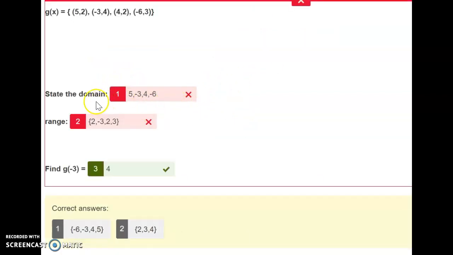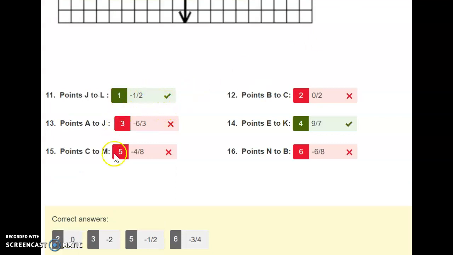Moving on, here state the domain and range. From now on, if it is not in set notation, least to greatest, it will be counted wrong. So this needs to have set notation. It also must say -3 down here, so -6, -3, 4, 5. In set notation from least to greatest. On this one, from now on, if you repeat your 2, it will be counted wrong. So let's get where domains and range are in set notation, listed from least to greatest.